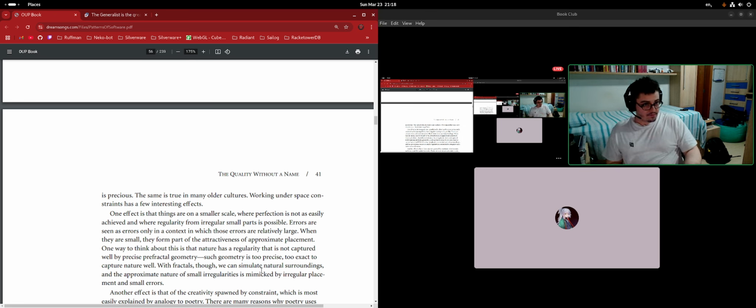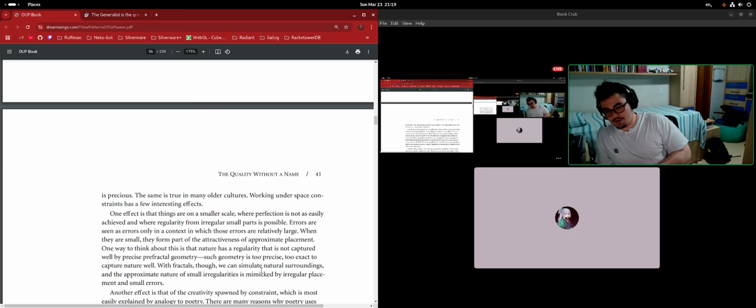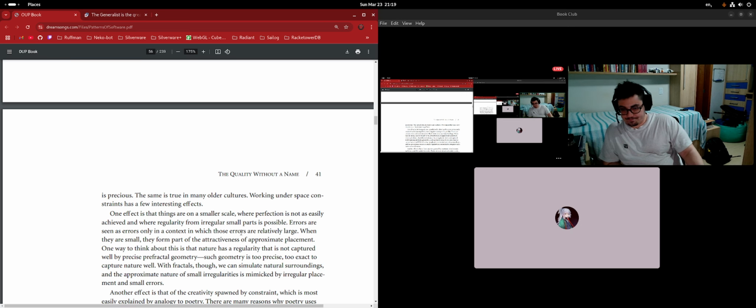Which is often what happens with code with the quality without a name, because usually the code is not big actually. When you stumble across these pieces, you actually see that they are tiny. They do a lot, but they are tiny. So that's very relatable as well.